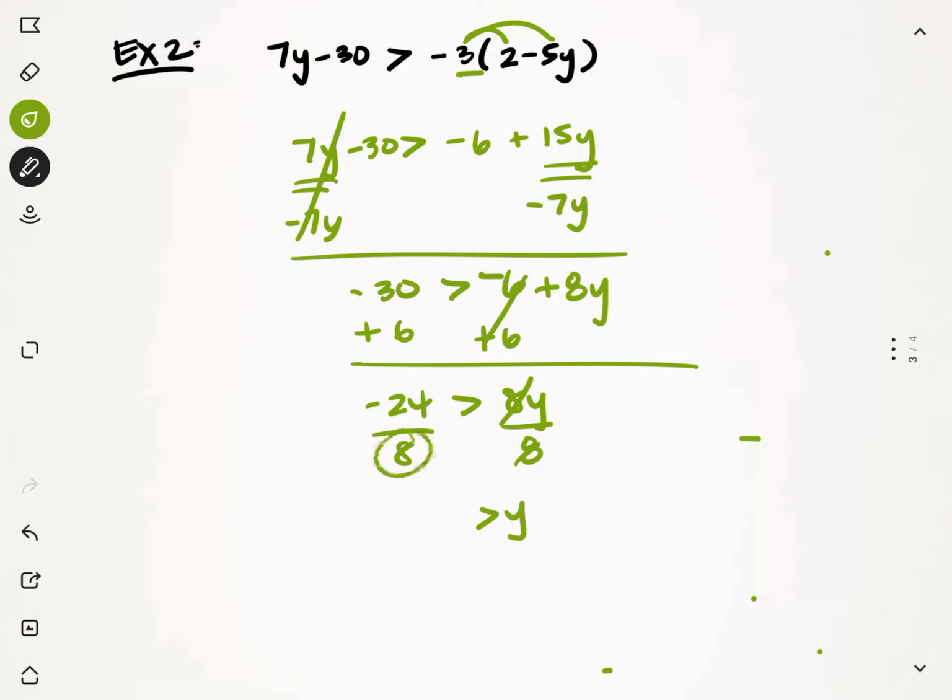Now remember, because we're dividing both sides by a positive, we don't have to flip this sign. Only if it's a negative, and only if we're multiplying or dividing both sides. Alright, so we're just doing negative 24 divided by 8, and we end up with negative 3.